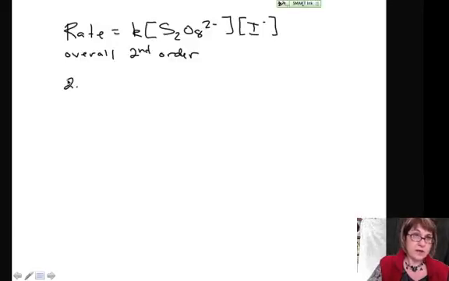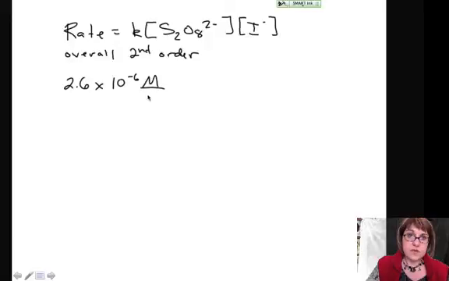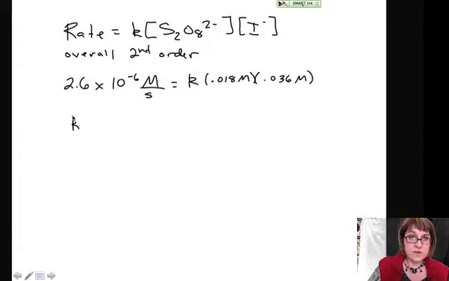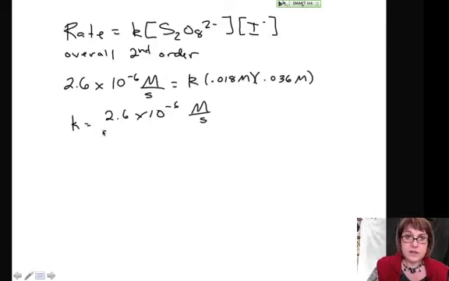So for the rate, that was experimentally determined to be 2.6 times 10 to the minus 6 moles per liter per second. And then the concentration of thiosulfate in that experiment is 0.018 molar. And that's raised to the first power. And the concentration of iodide is 0.036 molar, which is also raised to the first power. So to solve for K, I simply need to take the rate divided by concentration of thiosulfate and concentration of iodide.